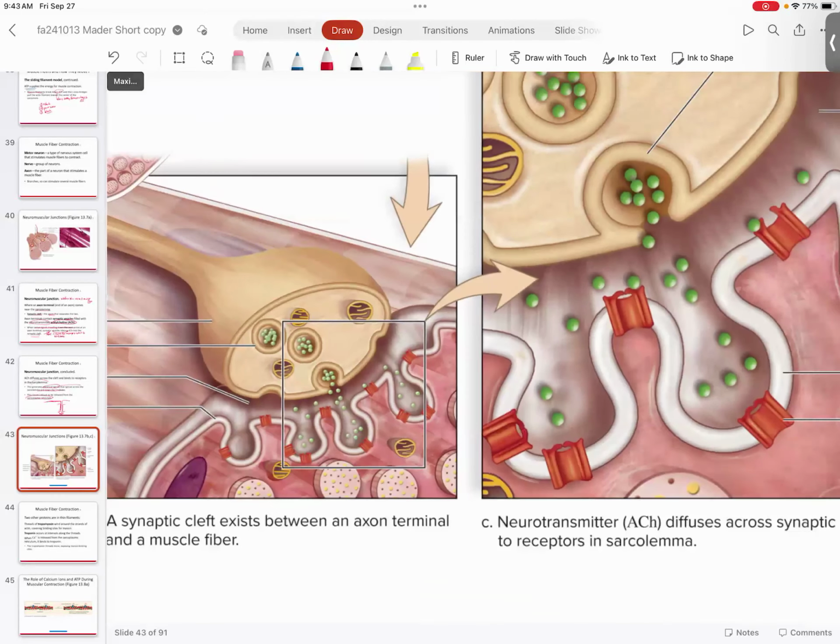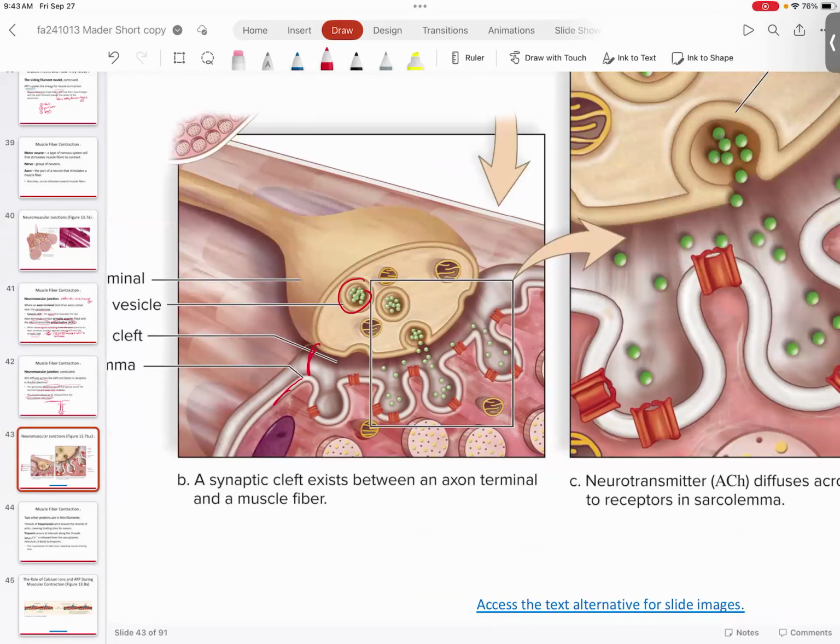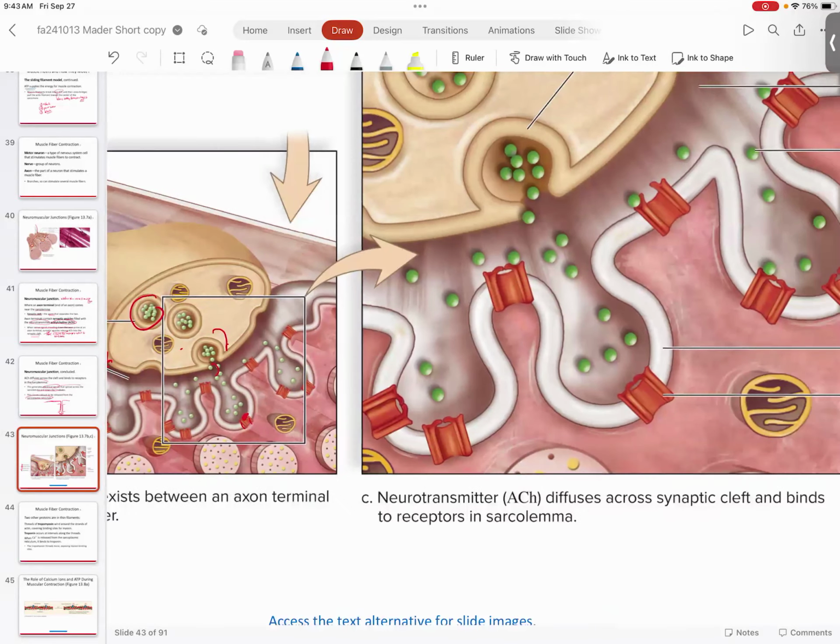So here you can see your axon terminus. First of all, that's the end point of your axon. You'll see your synaptic vesicle that's full of acetylcholine. And then the gap here is your synaptic cleft. And then, of course, on the other side, you've got your sarcolemma or the muscle cell. And then what happens is once that electrical signal comes down the axon, it'll signal these synaptic vesicles to dump their acetylcholine into the cleft, which will then bind and open up and reignite that contraction signal in the muscle.